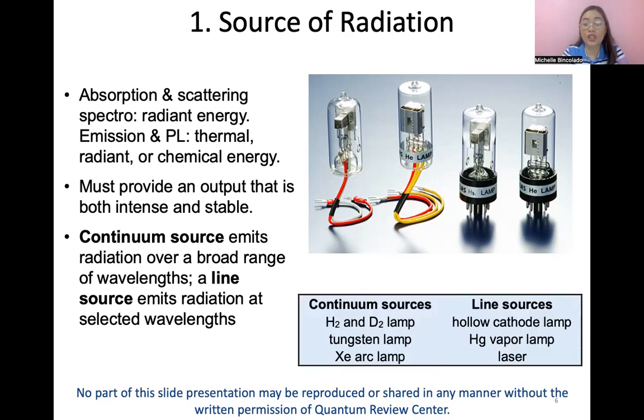We have two types of sources, continuum and line sources. When we say continuum, guys, this emits radiation over a broad range of wavelengths. Examples are hydrogen and deuterium lamp, tungsten lamp, and xenon arc lamp. On the other hand, line sources emit radiation at selected wavelengths. Later, guys, you will see the hollow cathode lamp in AAS. The mercury vapor lamp and laser can also be used. Okay? So again, here, guys, is where the light, the radiation, comes from: the source. We have varying examples of lamps that can be used for spectrometers.